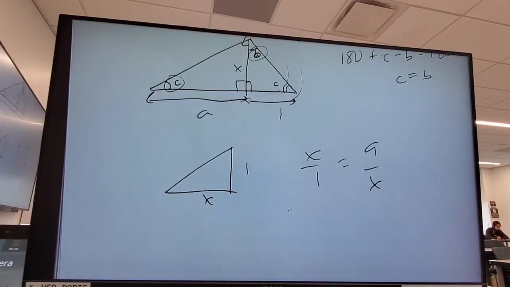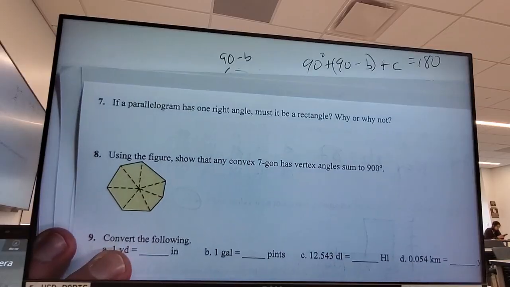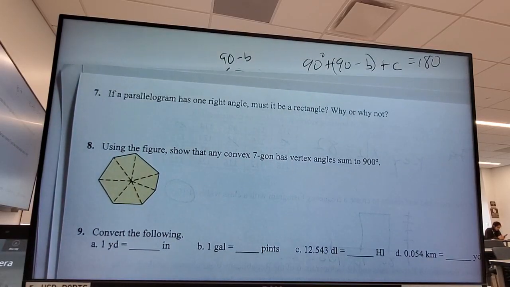But number 7, let's see. Give that a try. Hopefully it just feels like it's right, but you have to show me why it's right.